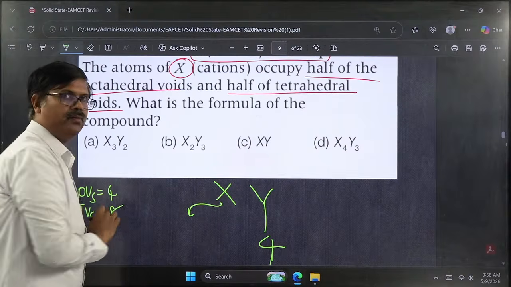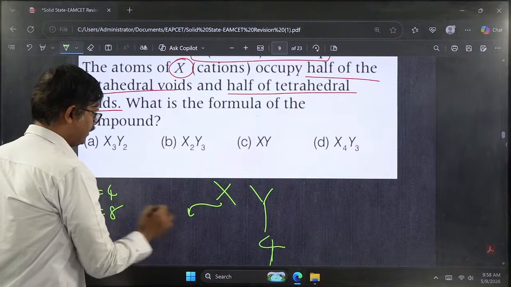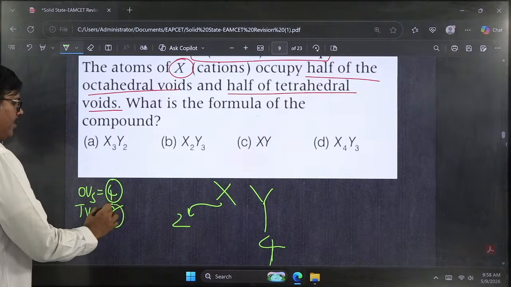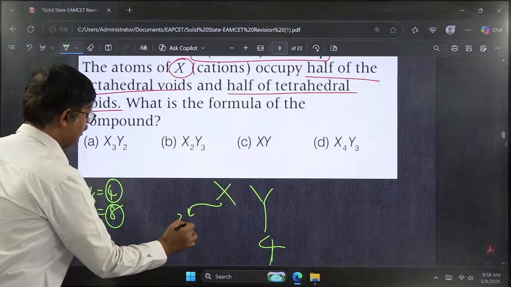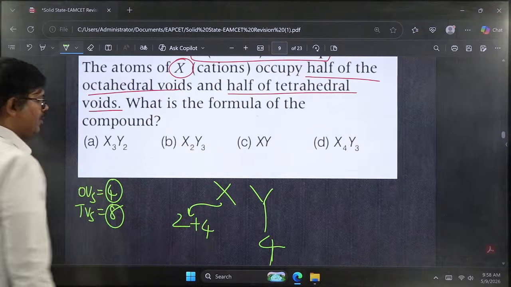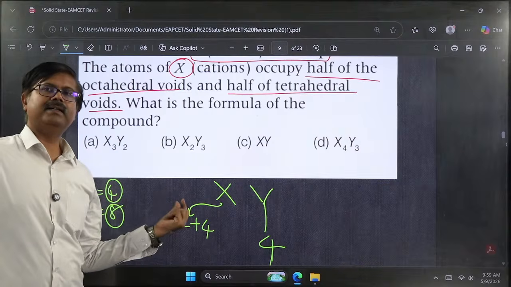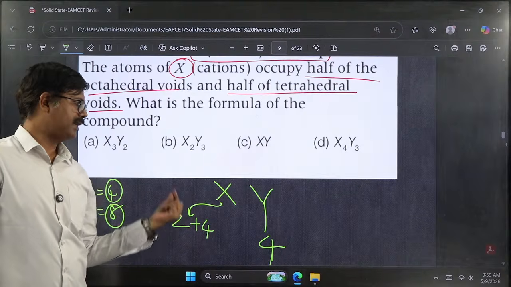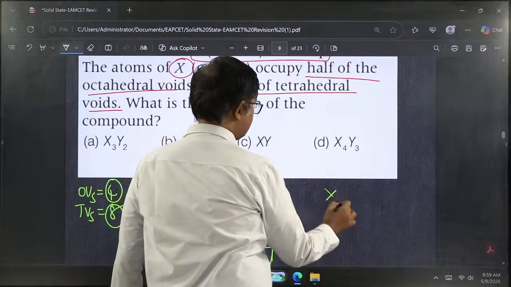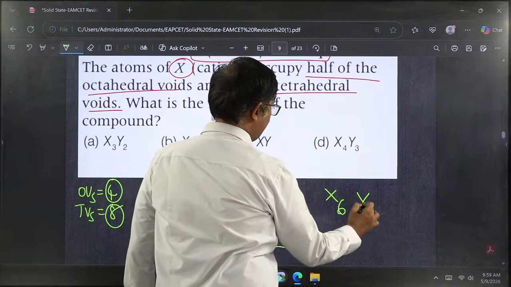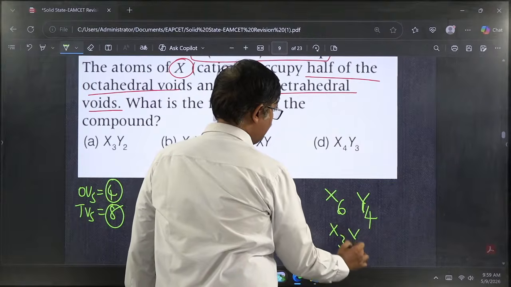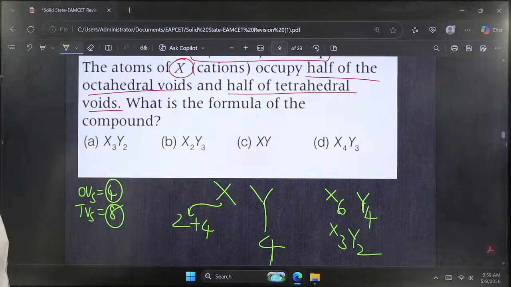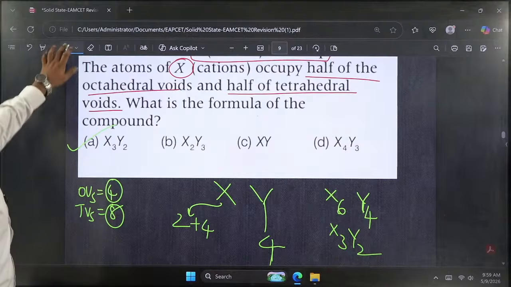So is it occupying entire octahedral voids? No, half of it. So half of the 4 is 2. And tetrahedral voids also half only occupying, means 4. So 4 plus 2, 6 X atoms are at 6 places. So total 6 X atoms are there. So it can be written as X6, Y4. If you write the simplest ratio, X3, Y2. This is the formula. Means X3, Y2. Next.